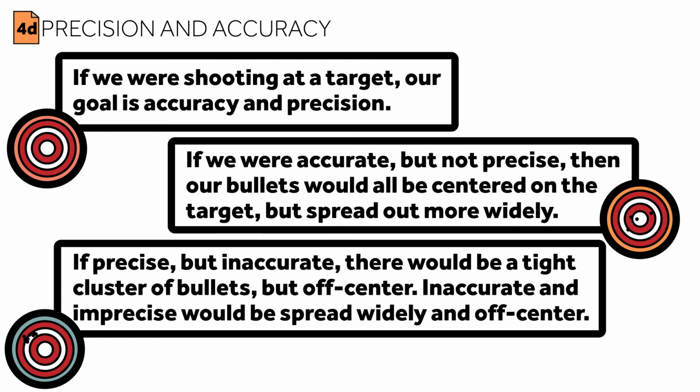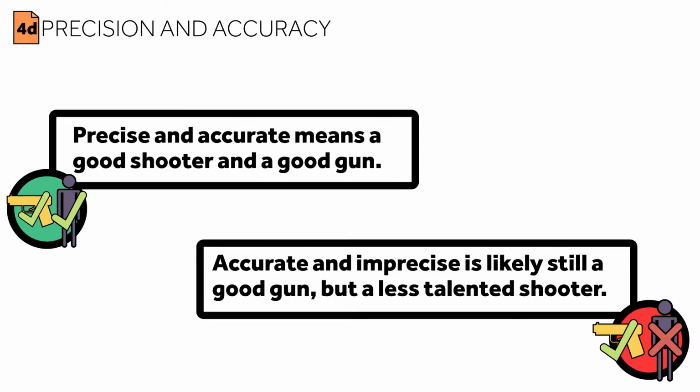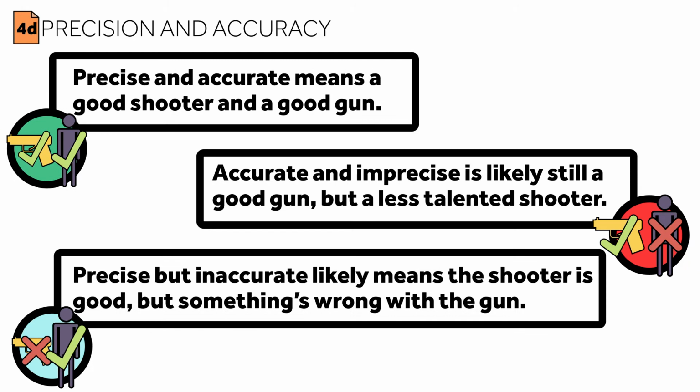These differences are important because they can tell us information about both the gun and the shooter. Precise and accurate likely means a good shooter and a good gun. Accurate and imprecise is likely still a good gun, but perhaps a less talented shooter. Precise but inaccurate could mean a good shooter, but something's wrong with the gun. Maybe the sight is off. And inaccurate and imprecise might mean that both our gun and shooter need adjustment.